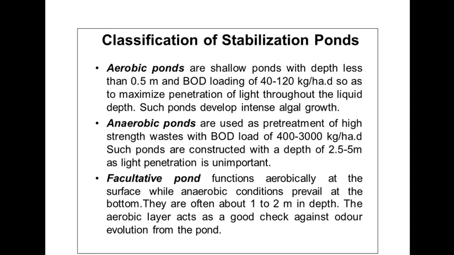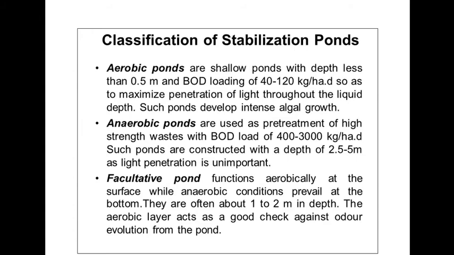So as to maximize penetration of light throughout the liquid depth, such ponds develop intense algal pools. The depth of this aerobic pond is very small, up to 0.5 meter, so these are very shallow ponds. That's why light easily penetrates up to the liquid depth, with maximum penetration throughout the liquid depth. So that's why it maintains the aerobic conditions, and these ponds are called aerobic ponds, having less or shallow depth.